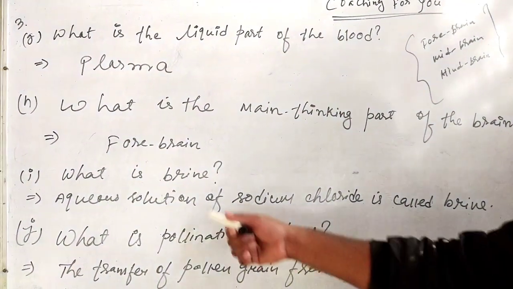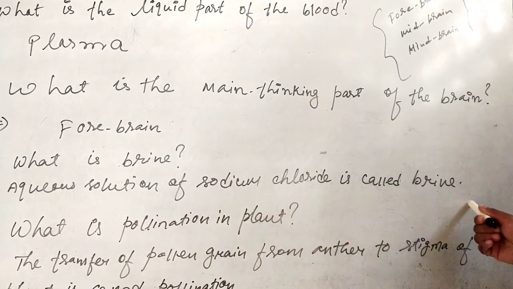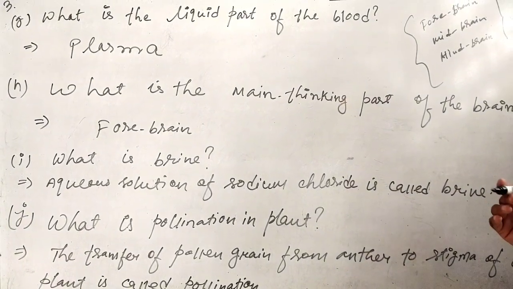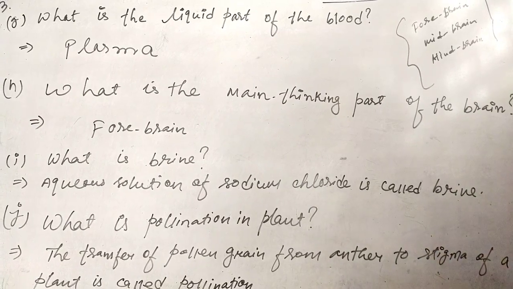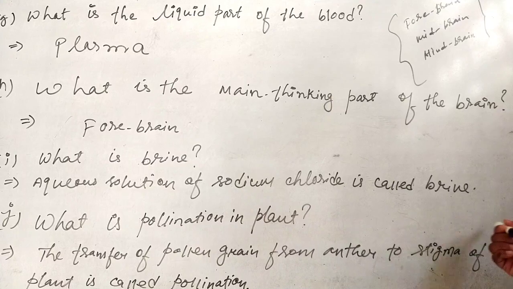Next, what is brine? Aqueous solution of sodium chloride is called brine. Jo sodium chloride ka aqueous solution hoga. Aqueous means we can say dissolved form of sodium chloride. Jo completely dissolved hoga, aqueous solution. Dissolved form of sodium chloride is called brine.